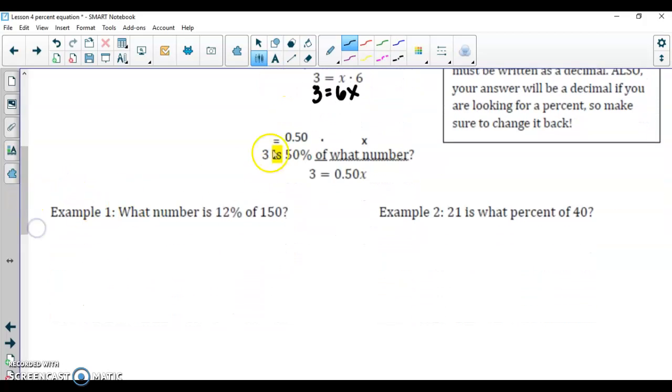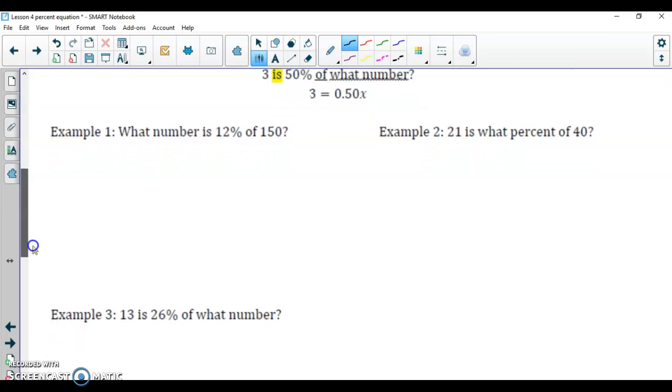In the next example, 3 is 50% of what number? "Is" means an equal sign. Percent changes to a decimal, "of" means to multiply, and "what number" is telling you that we have an x there. And then you'd solve the equation.